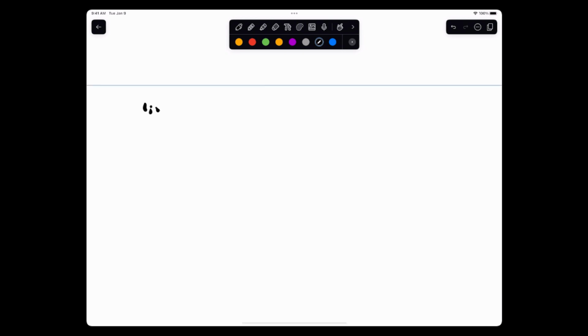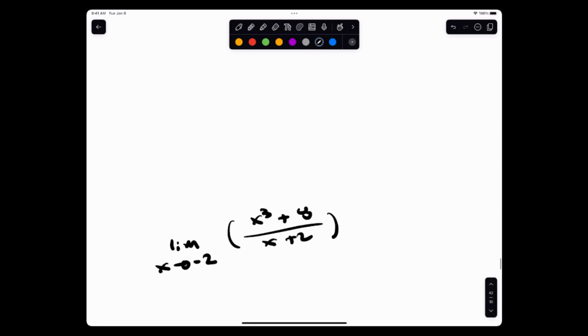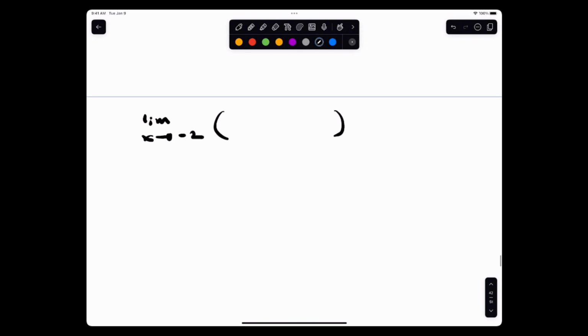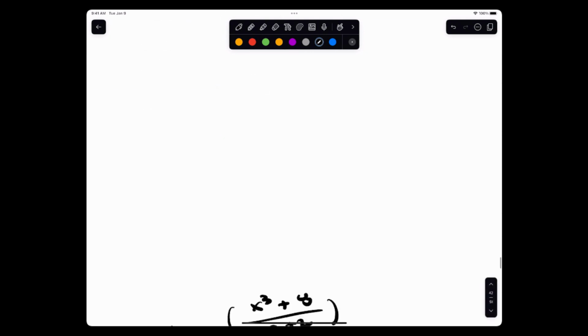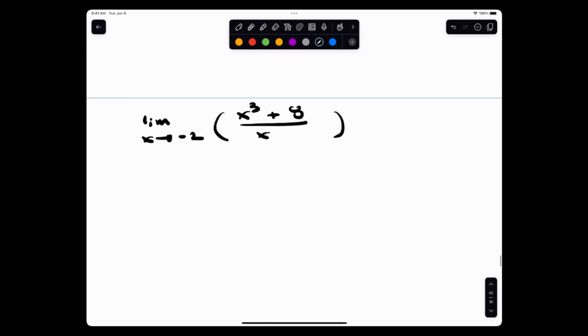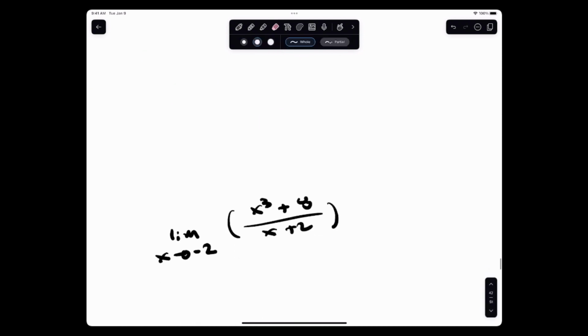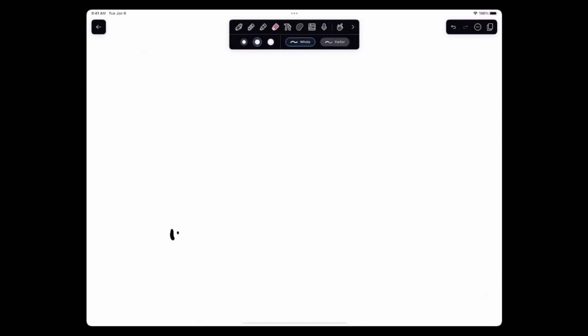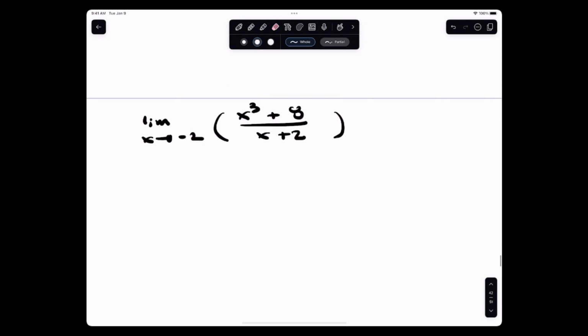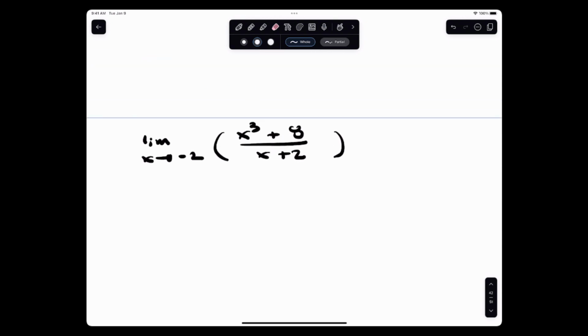So if I have to take the limit as x goes to -2 of x cubed plus 8 over x plus 2. Okay. I think this is where we left off. Now we're getting into some interesting things here.